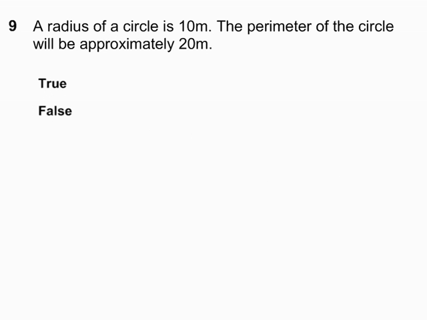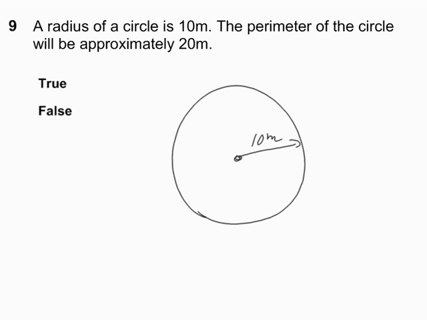Question 9 says the radius of a circle is 10 meters. Let's draw that. The radius of a circle is 10 meters. The perimeter of the circle will be approximately 20 meters. Well, instead of perimeter, that's a fancy word for circumference. Circumference and perimeter are the same thing, except one deals with a circle. So what is this? Well, right here, I'd have to put another 10 meters. So the diameter is 20.